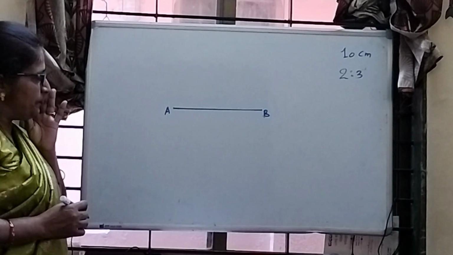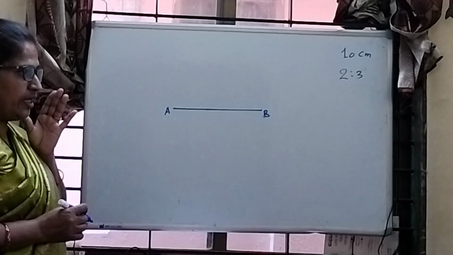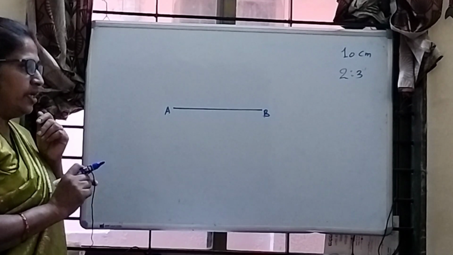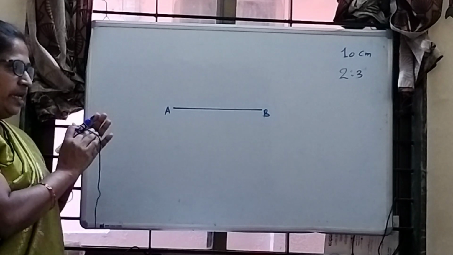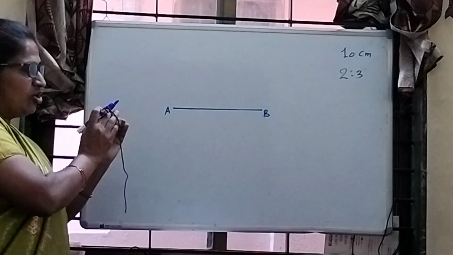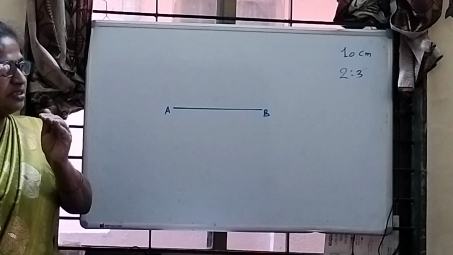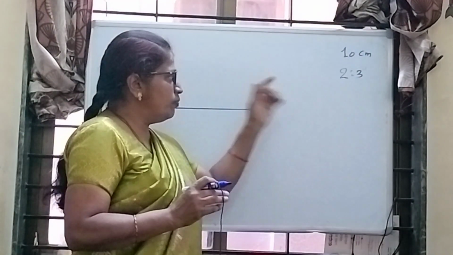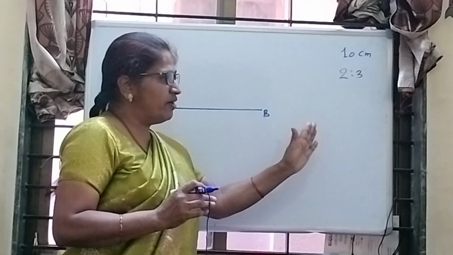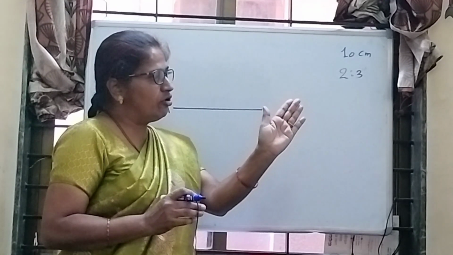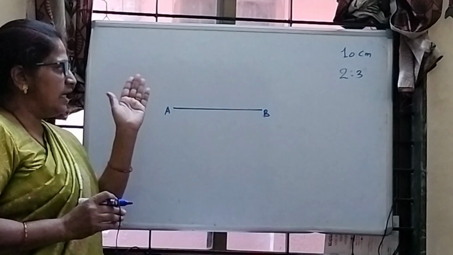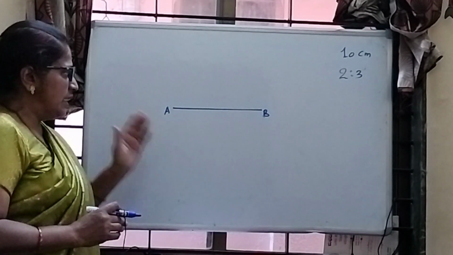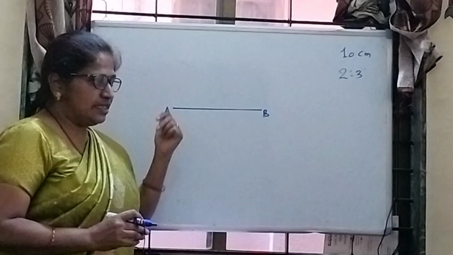That means, for example, if there are 10 chocolates, it should be distributed among 2 students in the ratio 2:3. That means in 10 chocolates, 2 parts must be got by one child and 3 parts must be got by another child. Means 2 parts means 4 chocolates will be got by one child, 6 chocolates will be got by another child. So 3 parts means that child will be getting the greater part. So in such a way we have to divide this 10 centimeters.